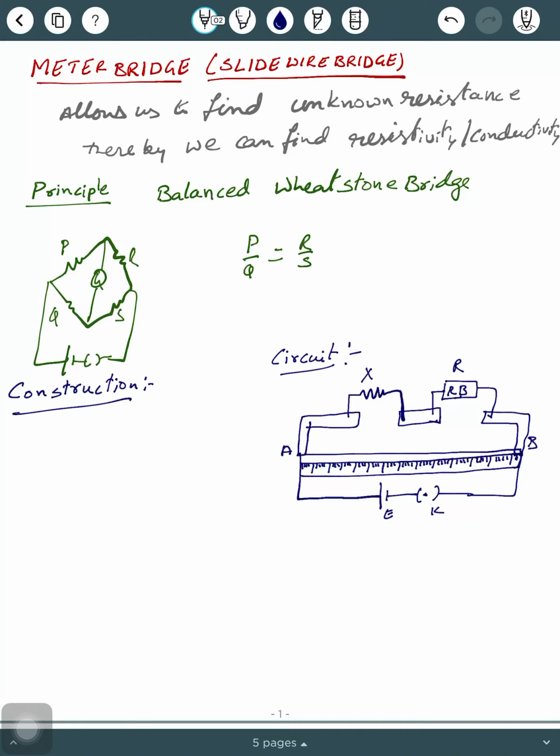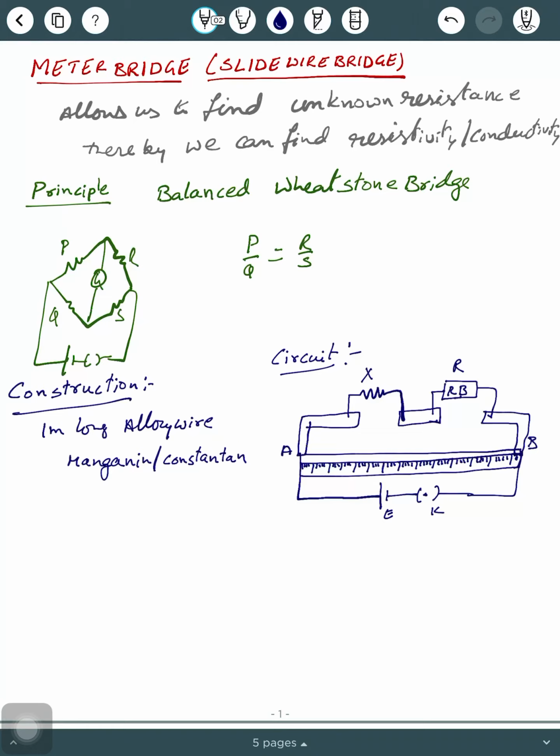As I said, we are using a 1 meter long alloy wire. Which alloy do we generally use? We generally use manganese or constantan. Why do we need to use manganese or constantan? Why do we need to use an alloy wire? Why can't I use a conducting wire? You all know that a conducting wire offers very low resistivity, because of which the resistance offered by it is negligible. So, to have higher resistance I am using alloy wire.